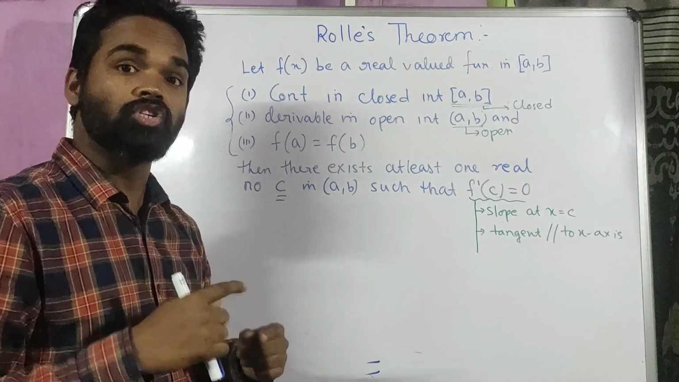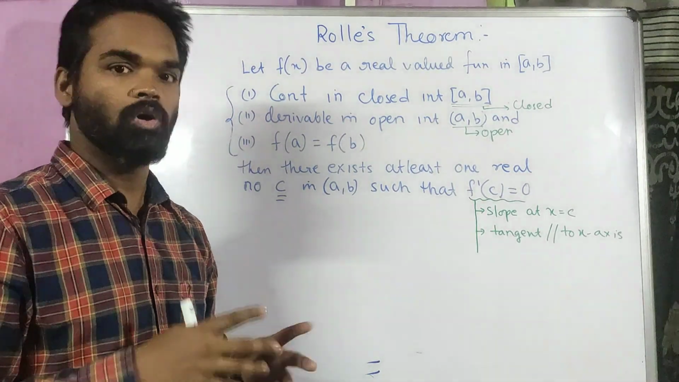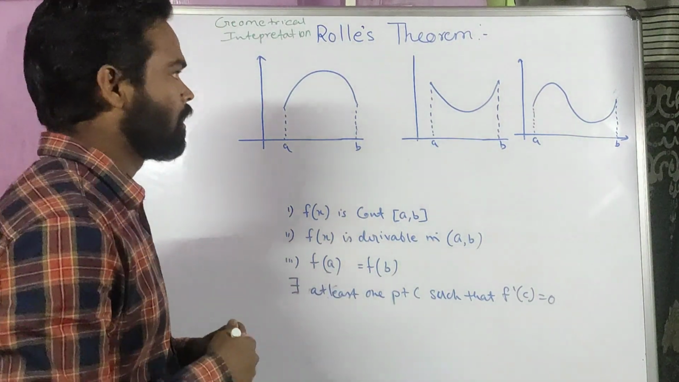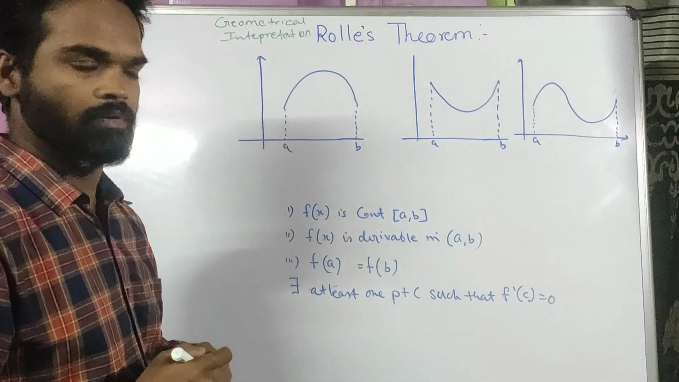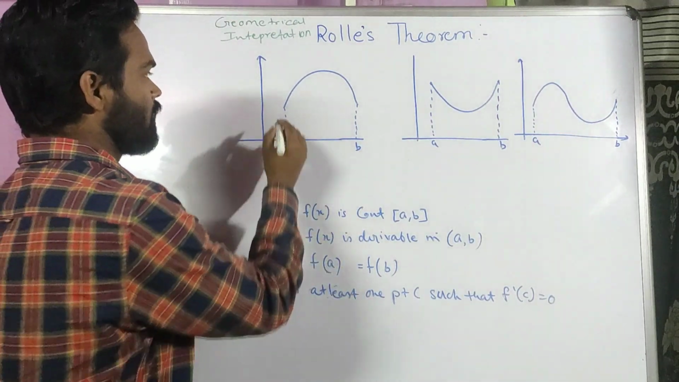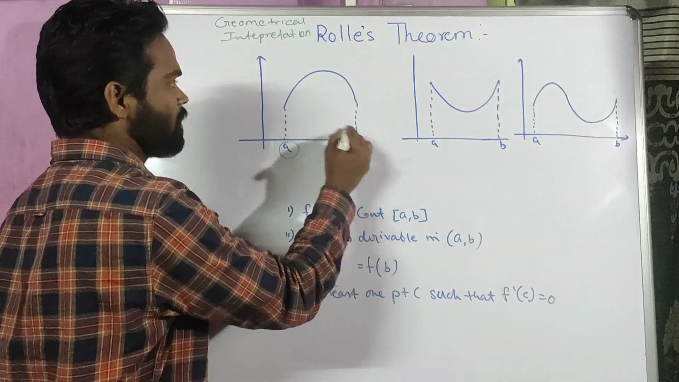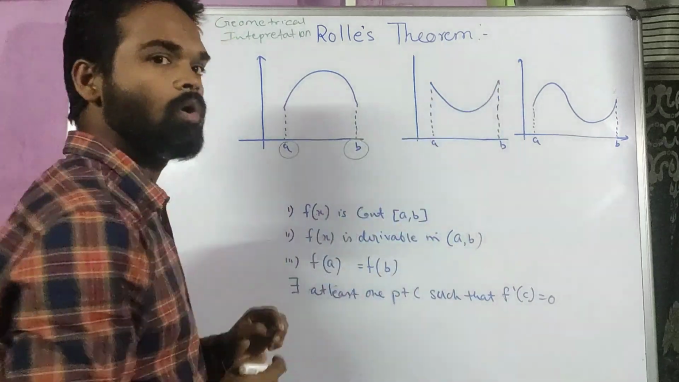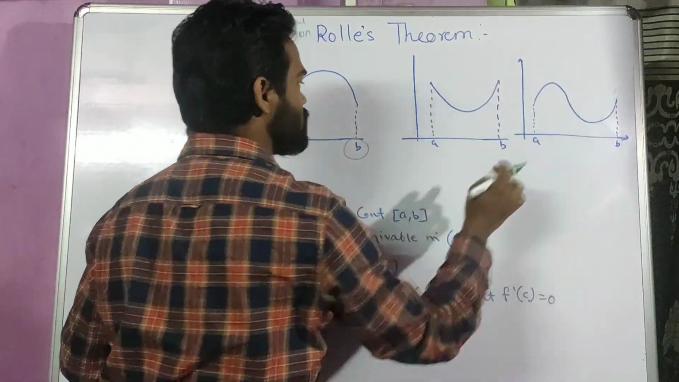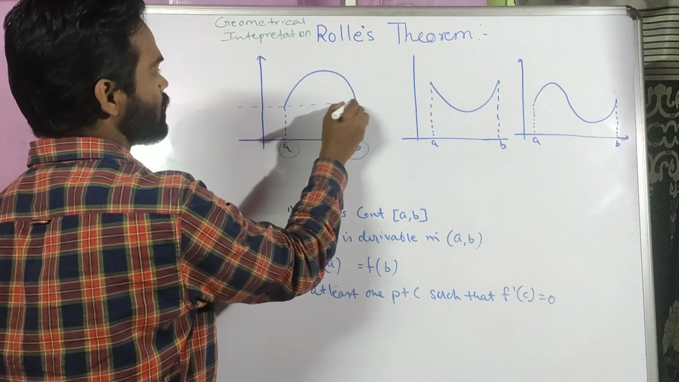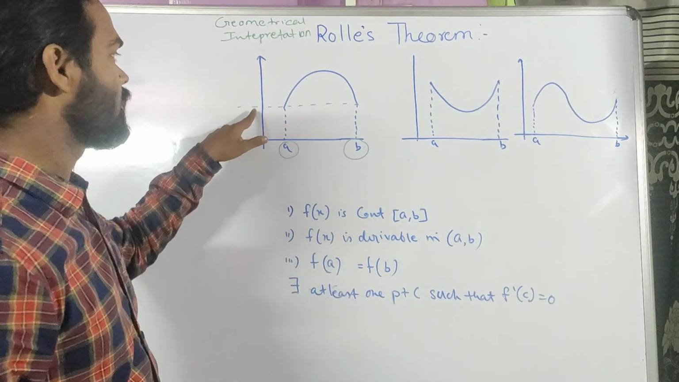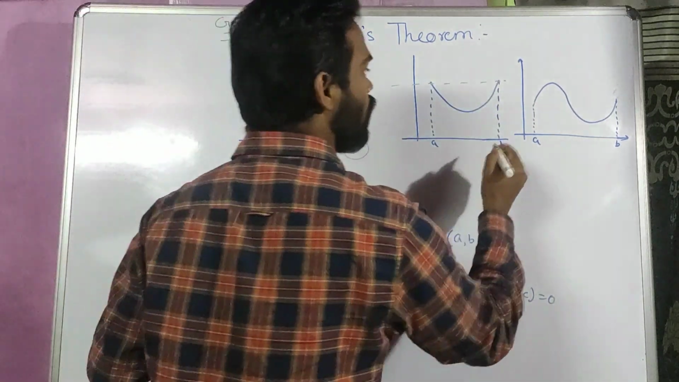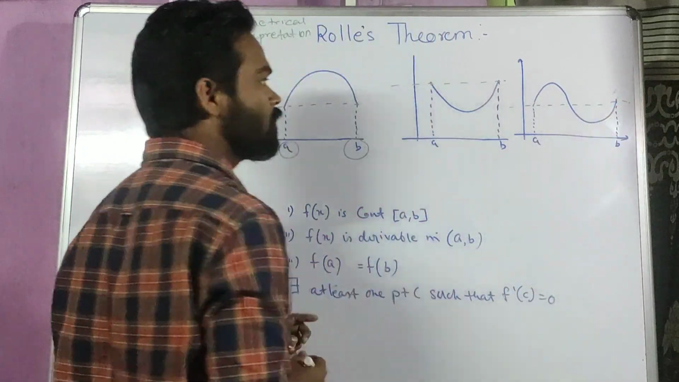Now we'll look at the geometrical interpretation of Rolle's theorem. Three cases may arise. Okay, since the curve is continuous and this is your point A, this is your point B, you can get a curve like this, you can get a curve like this, or you can get a curve like this. Look over here, f(a) equals f(b), over here f(a) equals f(b), over here also see f(a) equals f(b).